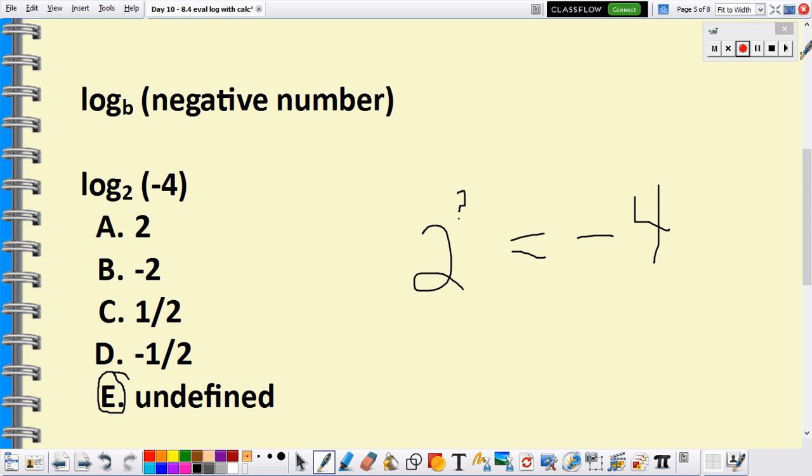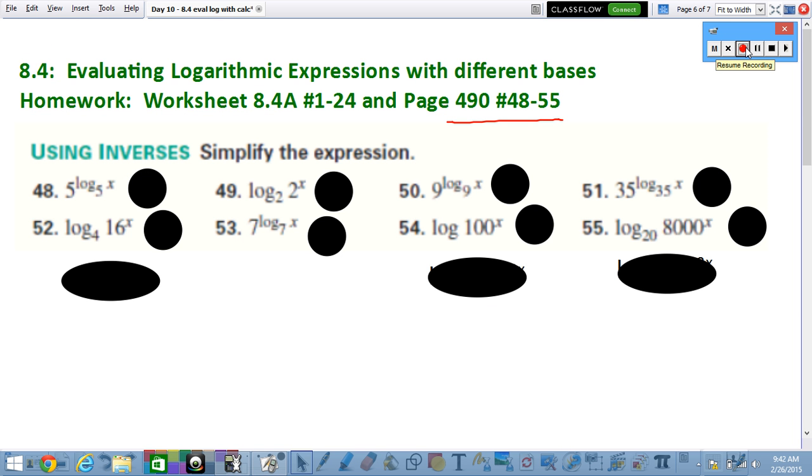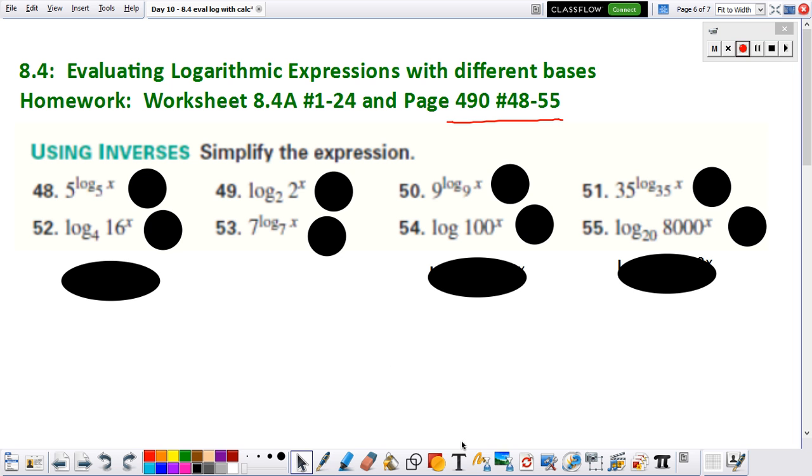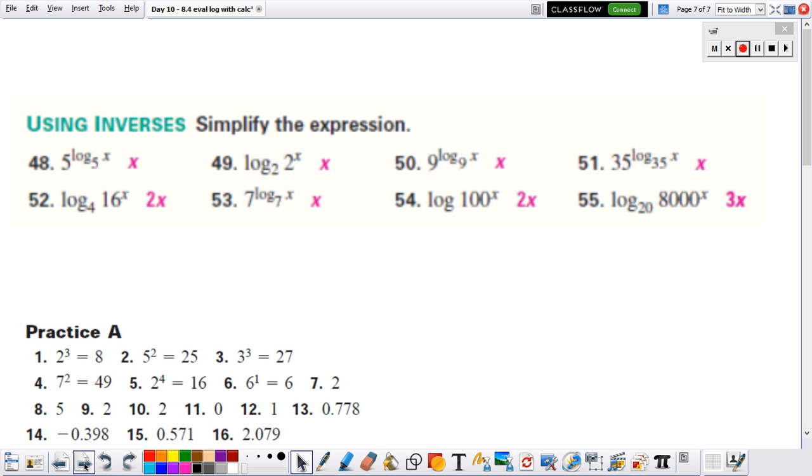What I would like you to do tonight, this is not a long assignment, is please work on worksheet 8.4a in your packet, numbers 1 to 24, and page 490, numbers 48 to 55. Here actually is the book page right here. If you want to pause it and just knock those 8 out right now, that would be a great idea, and then I'll reveal the answers so you can check your work. And then here are the answers for practice 8 also.